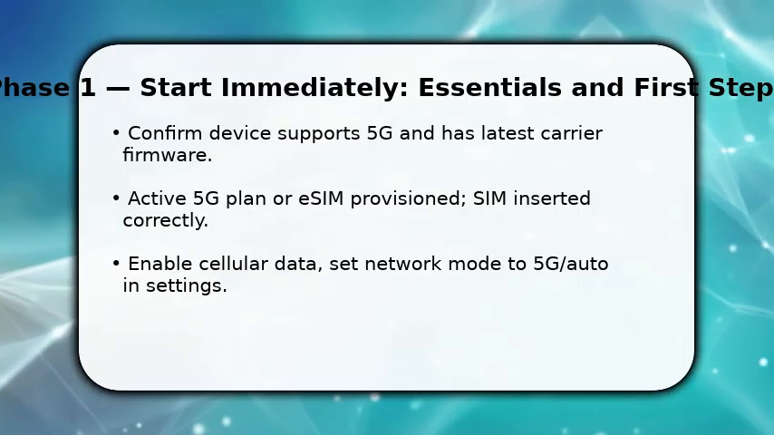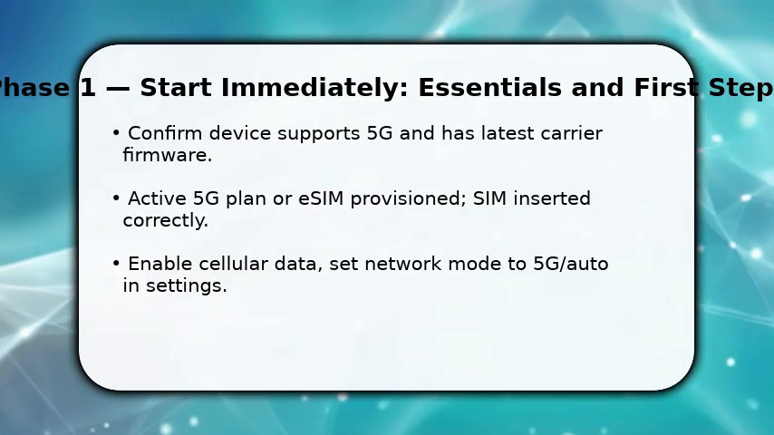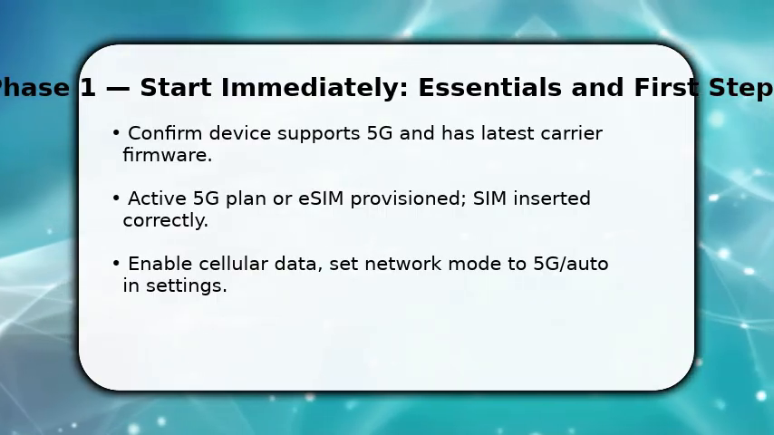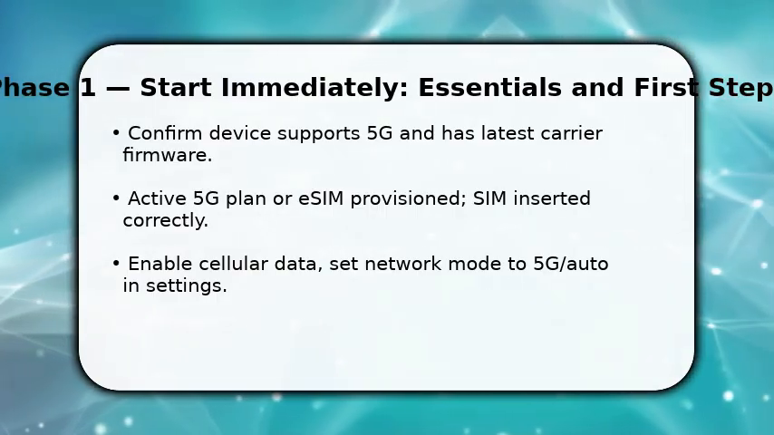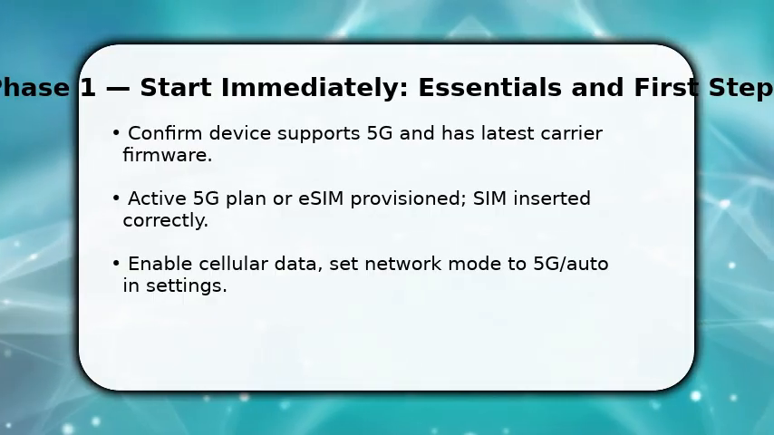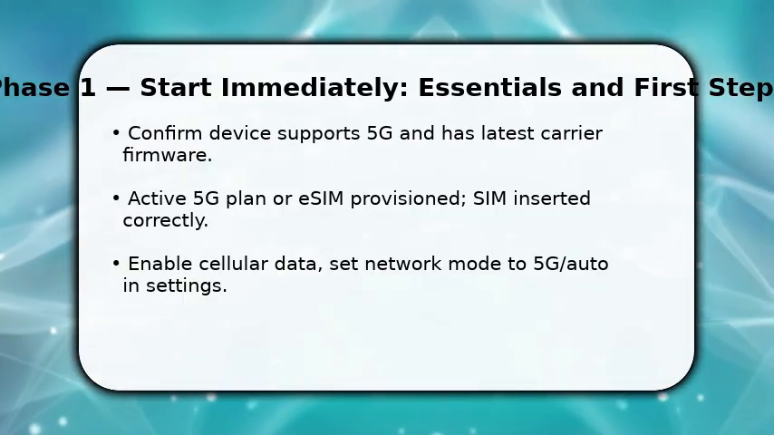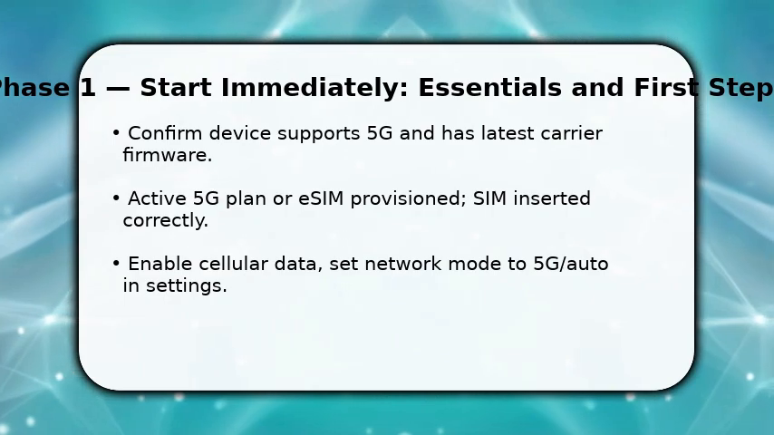Then open cellular settings, turn on mobile data, and select a 5G or 5G/auto network mode. Once done, your handset will scan and attach to nearby 5G cells. This first phase gets you onto the new radio.